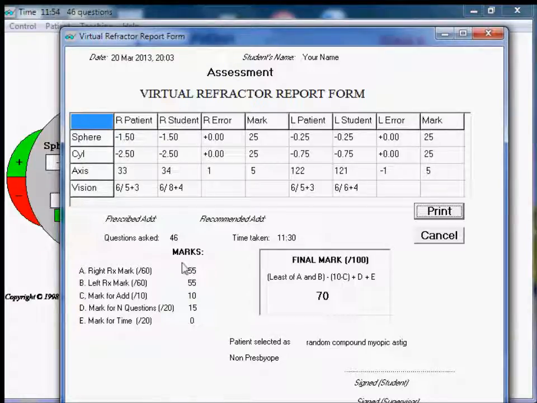So we've got 55 out of 60 for right eye, 55 for left eye. Mark for number of questions, because I asked 46 questions, they took 5 marks off. And mark for the time is 0 because I took 11 minutes. This is your final mark out of 100, and that's how you calculate that mark. You would print that sheet if you were actually doing this assessment and sign here. So today we're going to cancel.